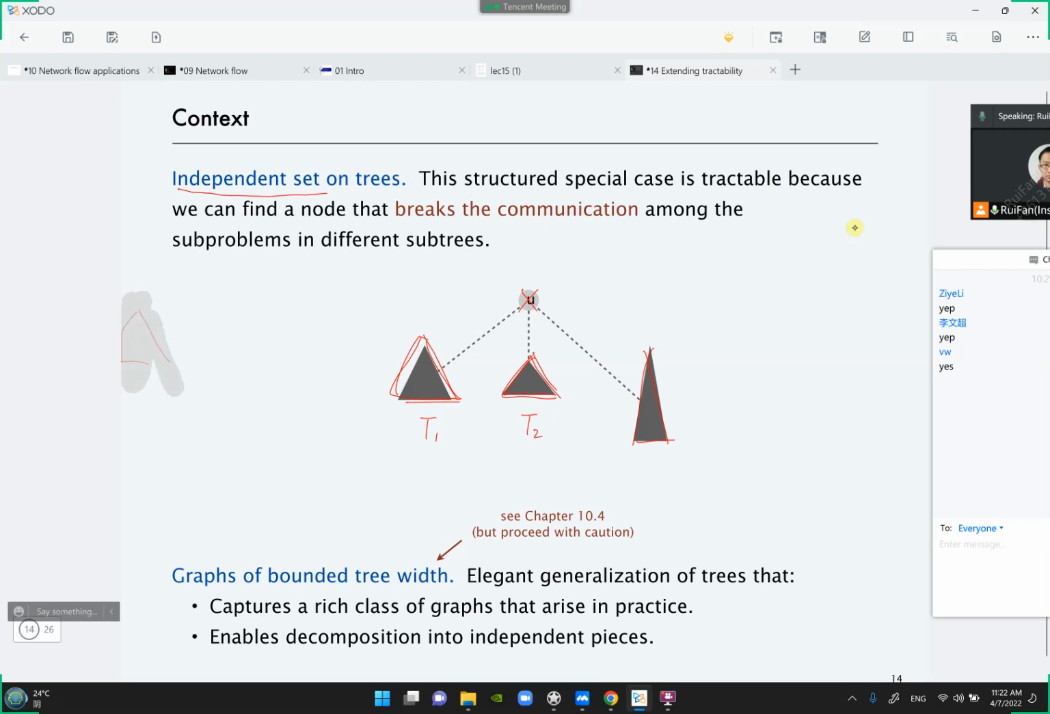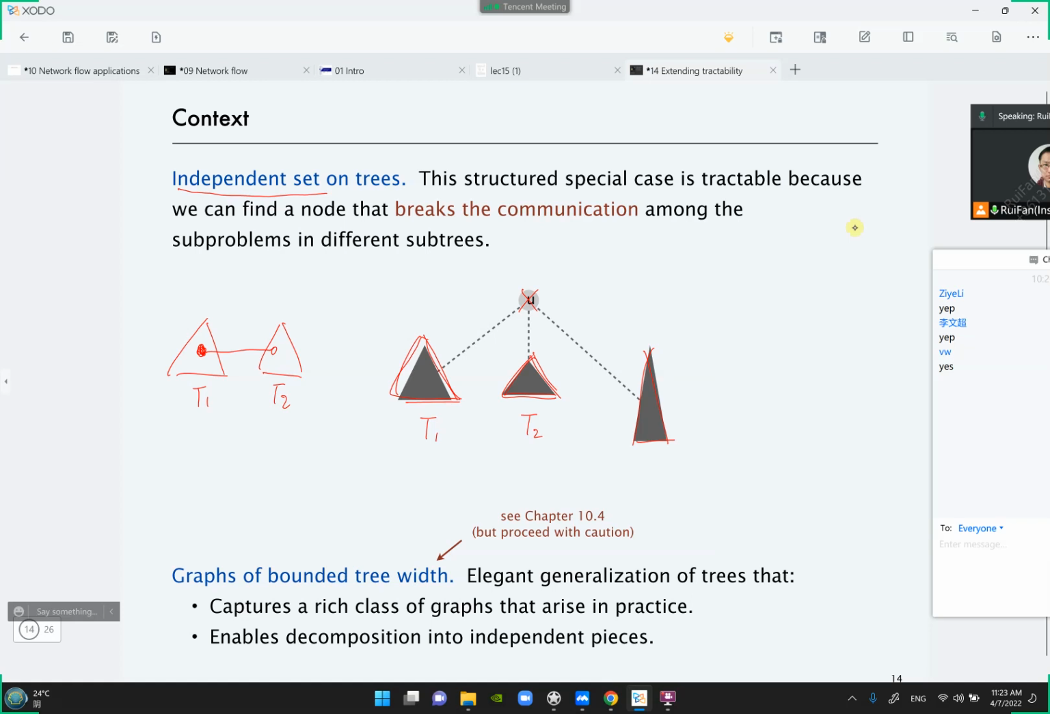Now, if there was an edge between T1 and T2, suppose you have a node over here and there was an edge between these two subtrees. Then if, when you're working on T1, you decide to include this node, you need to not include the other node in T2. Or if you include the node in T2, you need to not include it in T1. So if there is an edge, then there's interference between T1 and T2. In that case, you cannot solve T1 and T2 independently from each other. You have to solve them together at the same time.